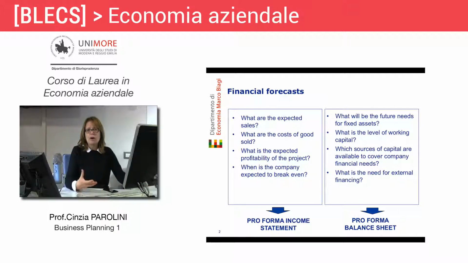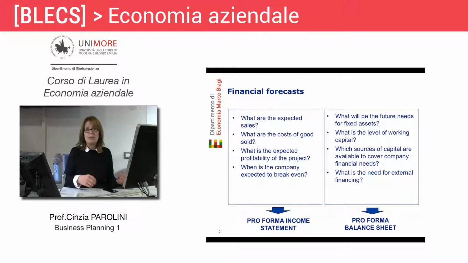A financial forecast is made of two main tables. The first one is the pro forma income statement and the second one is the pro forma balance sheet. In the pro forma income statement, we have two sections. In one section, we have all the revenues of our company, and in the other one, we have all the costs of our company. The difference between revenues and costs gives us the profit of our new venture, or the loss if costs are higher than revenues.